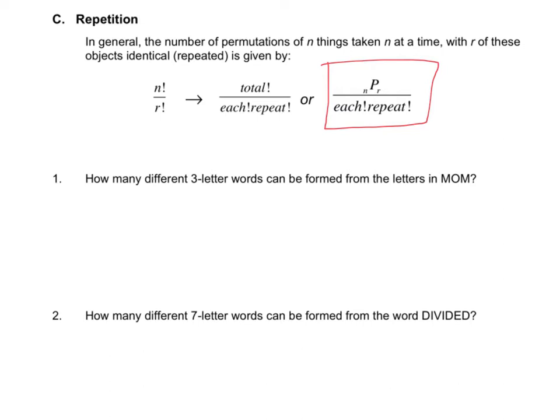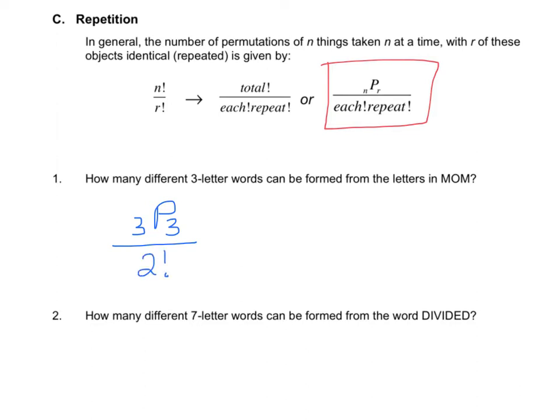All right, with number 1, it says how many different 3-letter words can be formed from the letters in mom? Well, we're forming a word, so it's a permutation because order is important. Mom has 3 letters in it, so it's a permutation of 3 things taken 3 at a time. Now, that's something that we already know how to do. What's new now is mom has 2 letters that repeat. The M repeats twice, so the M is going to get its own factorial as a denominator, and there's 2 of them, so it's 2 factorial.